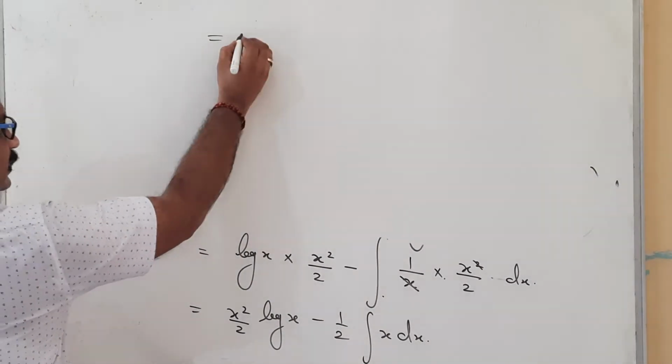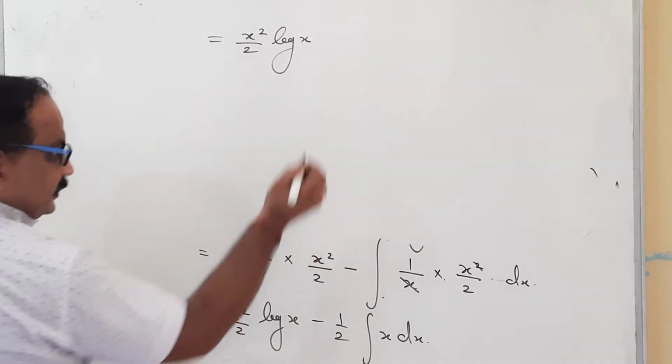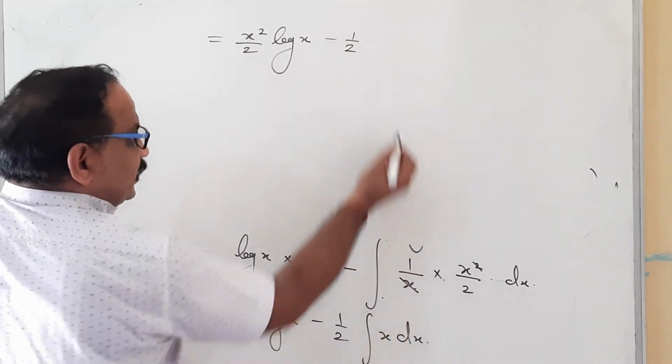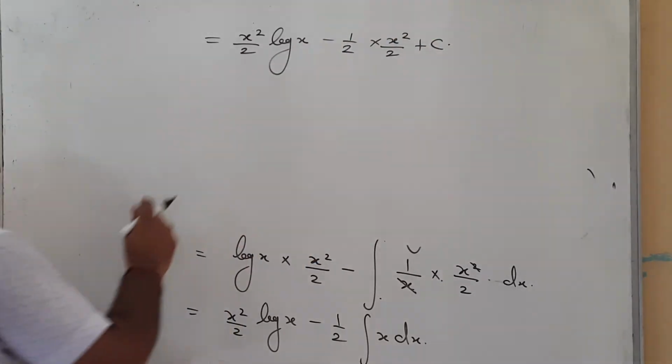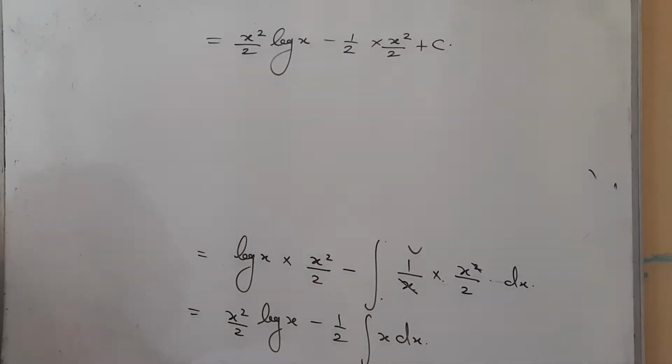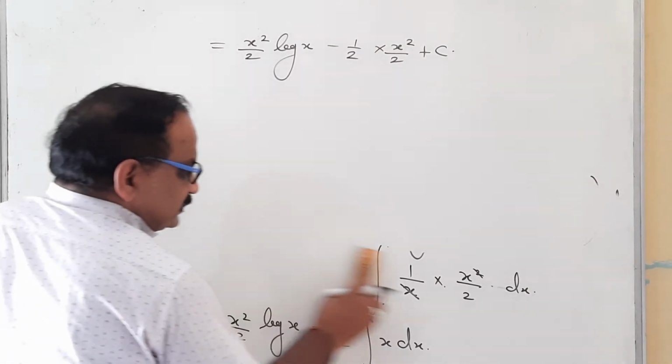Now finally, we have the conclusion. The result is x square by 2 times log of x, minus 1 by 2 times the integration of x, which is x square by 2, plus c. So that's the integration by parts we have. Fine. Now let's take one more example.